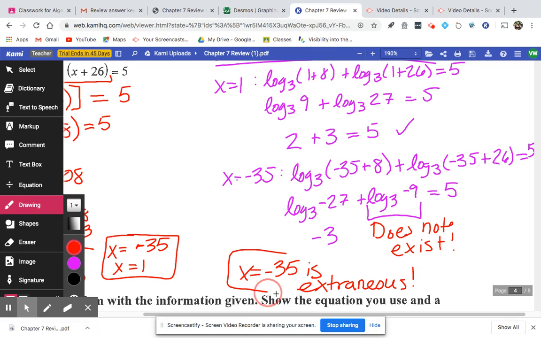Do not forget to check for extraneous solutions. Hopefully there are directions on the test for you once you get it that'll remind you to do that. If it doesn't, make sure you check for extraneous solutions because not everything will work. So anyway, that wraps up number 17.